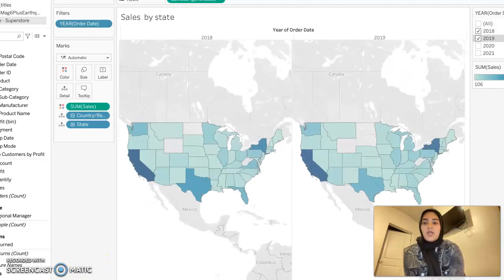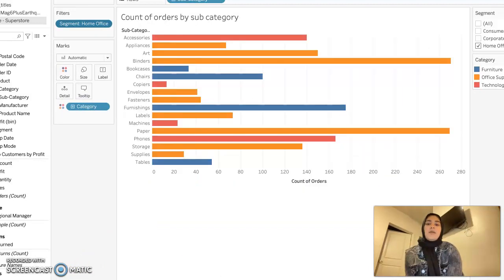There's a lot more that can be done with this. These are the 3 sheets that analyze the sales and the count of orders.